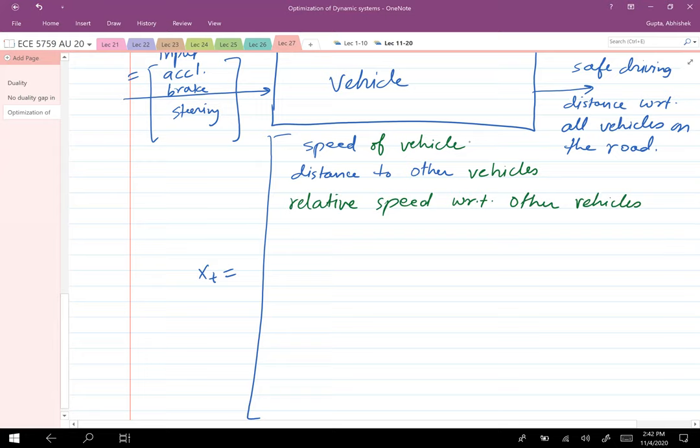What else? I want you to think about what the state of this problem would be. You can be wrong. Stopping ability, depending on road conditions? Road conditions, that's a good point. Whether you have ice or snow or water on the road, that would become part of the state.